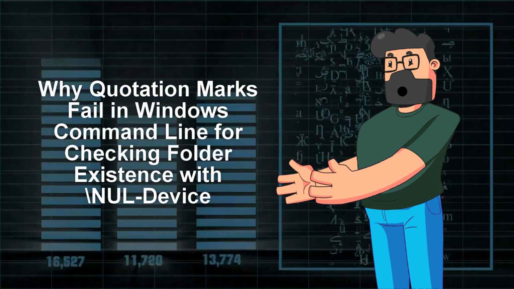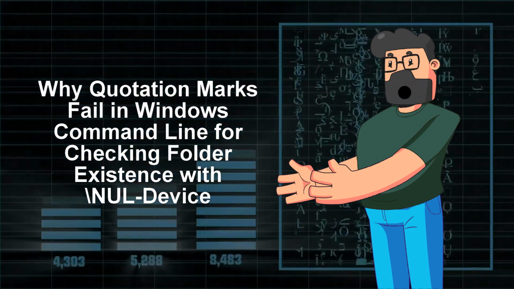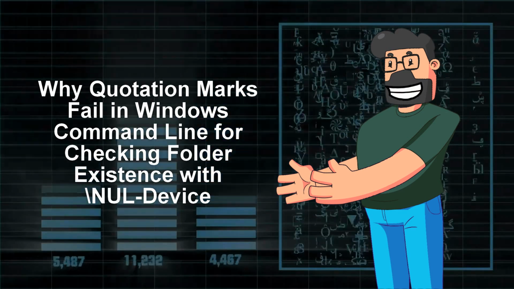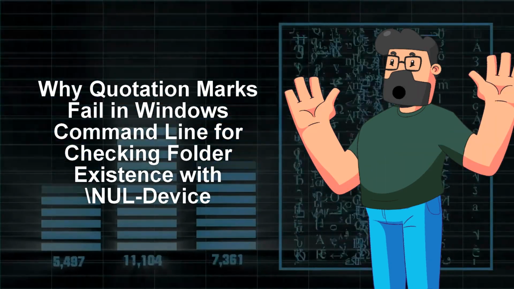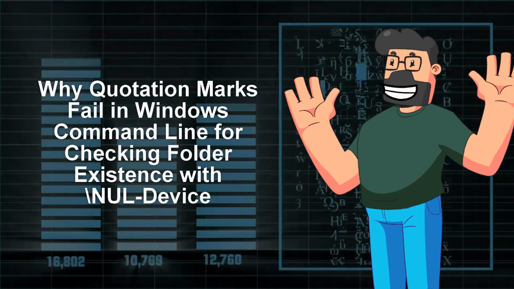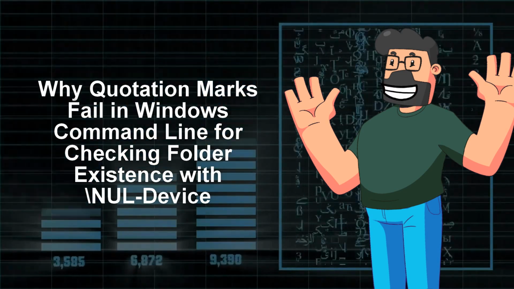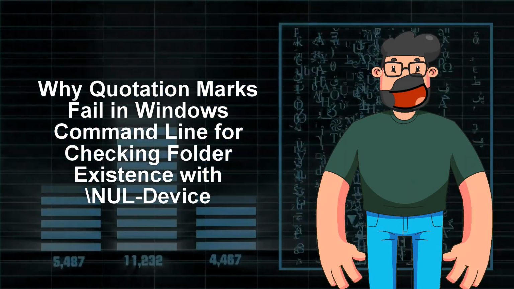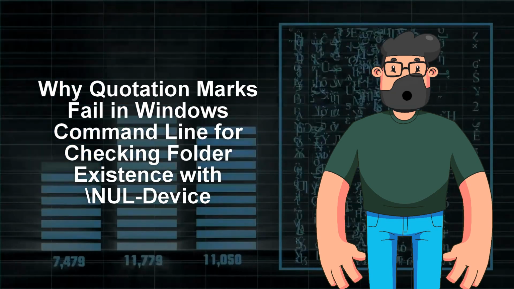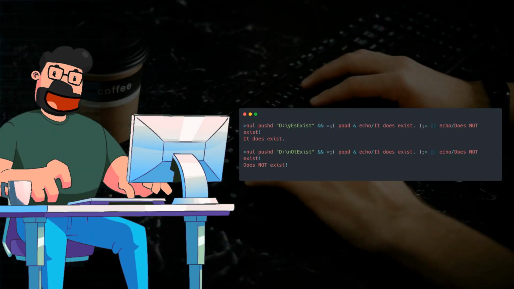Welcome to our video, where we're tackling a common problem encountered when working with batch files on Windows. The challenge at hand is checking for the existence of a folder and handling paths that may contain spaces. This can lead to issues when trying to utilize the NUL device for this particular check. Now let's dive into the solution.